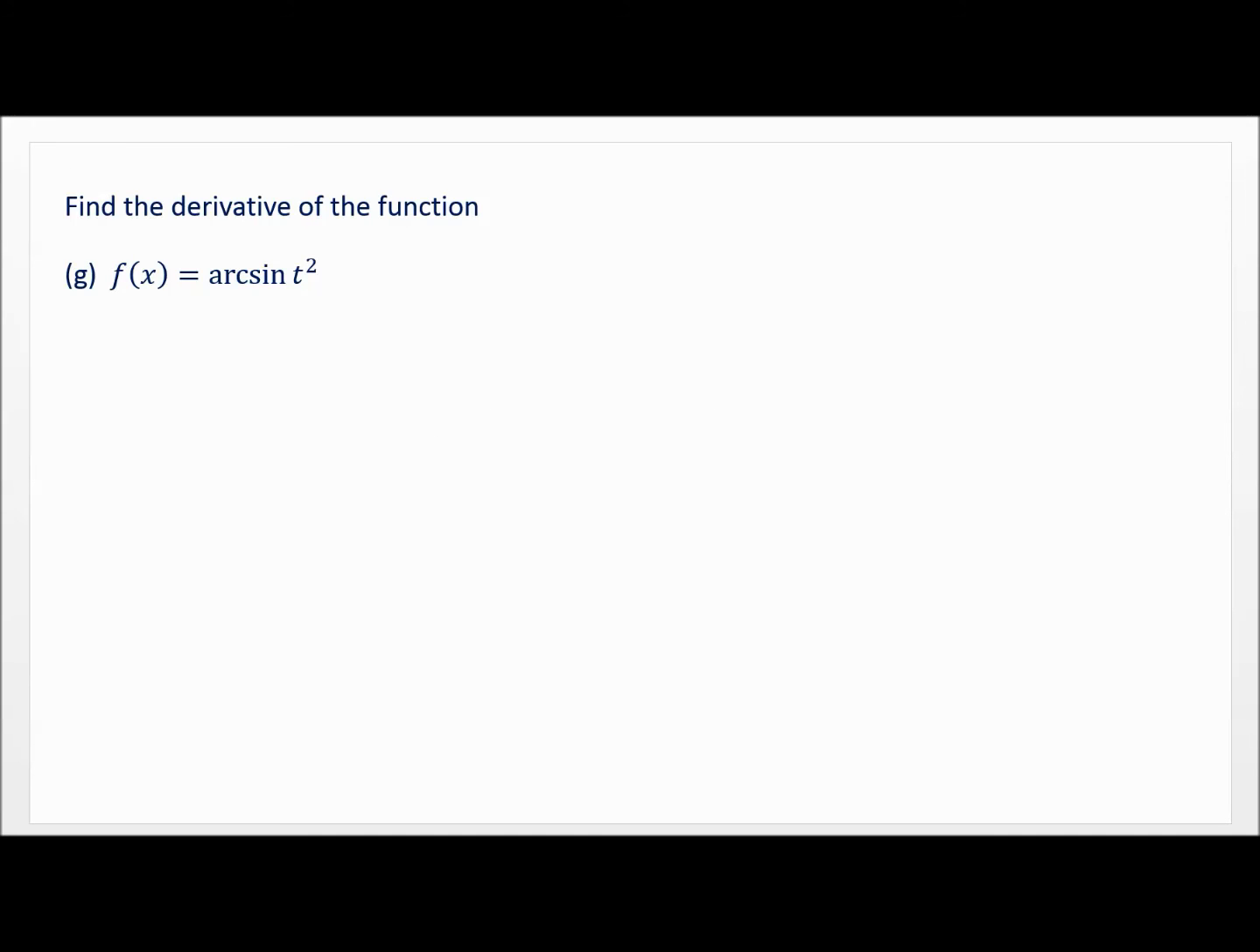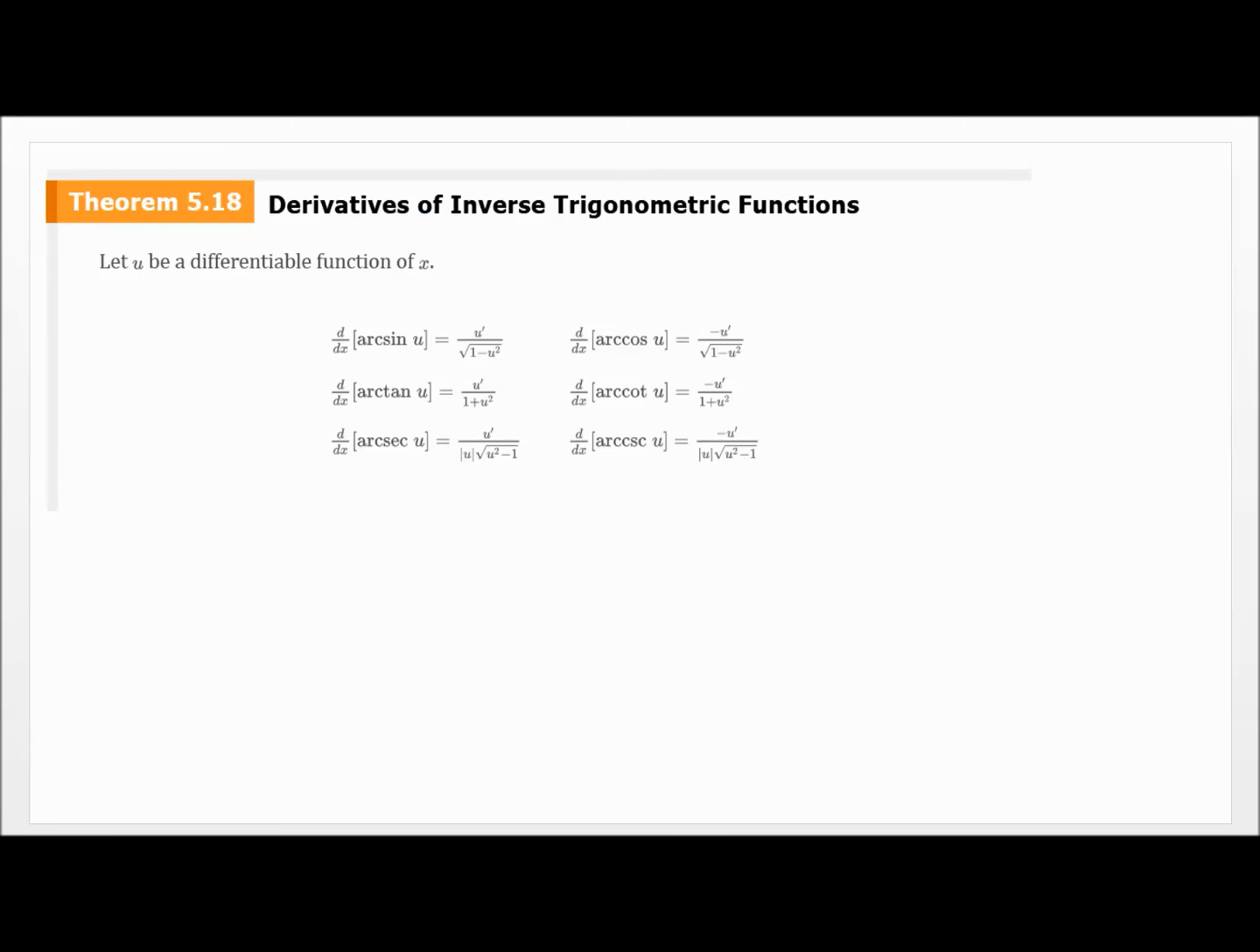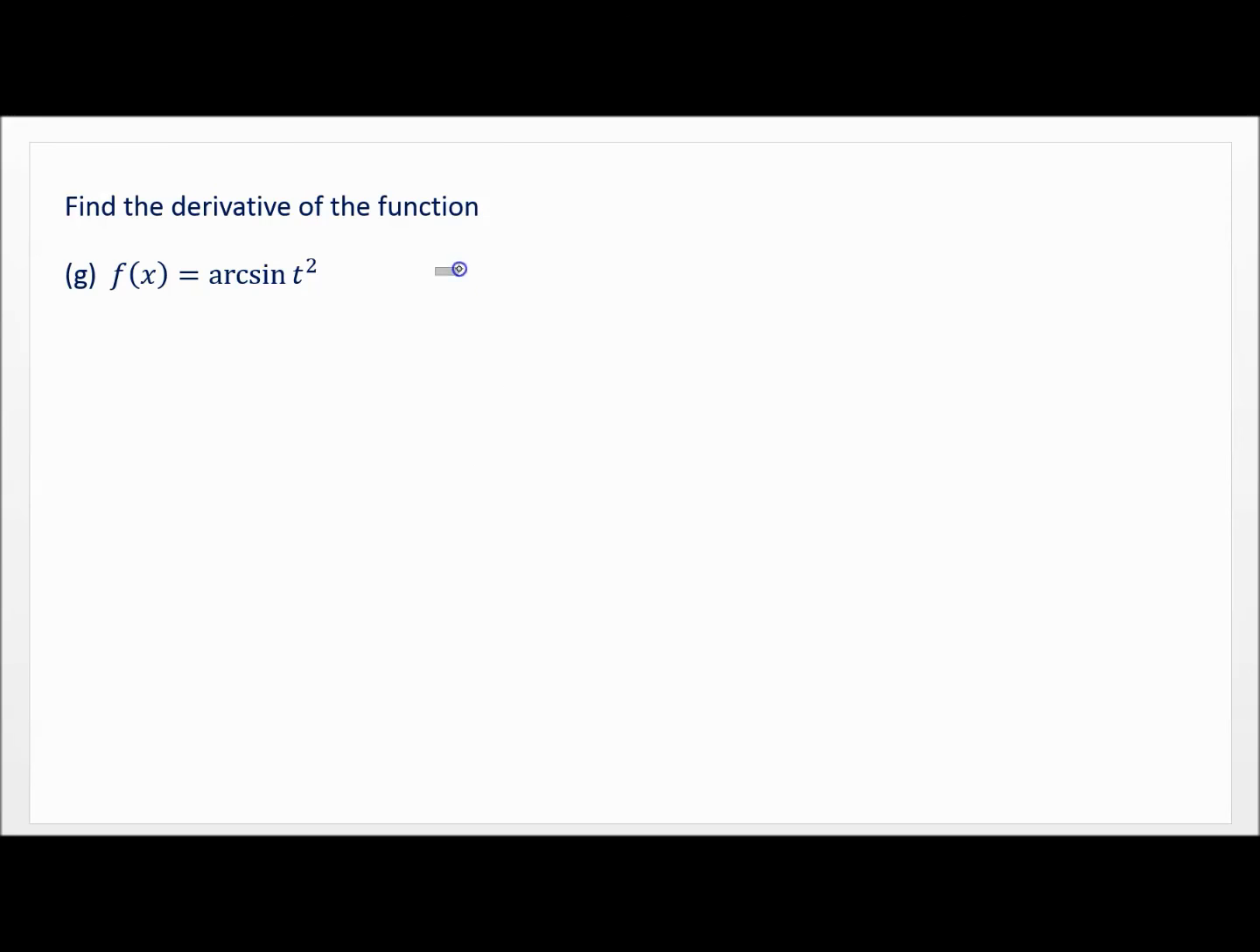And here is the first one on the list, the derivative of arc sine of t squared. Now, my advice is to write the formula down. So the derivative for arc sine is that first one listed, u primed over the square root of 1 minus u squared. So here we go, u primed over the square root of 1 minus u squared. Now what's u in my problem?